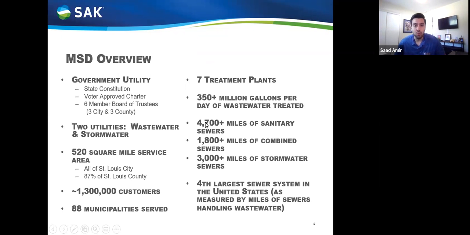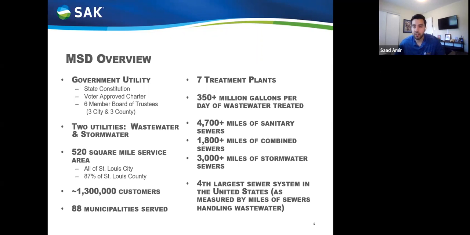Just quickly moving into the overview of MSD. First and foremost, MSD is a government utility that was voted into existence by the people of St. Louis County and St. Louis City in 1954. We're governed by a 6-member board of trustees, 3 appointed by the mayor of the city of St. Louis and 3 appointed by the county executive of St. Louis County. We are 2 utilities in one. We are a wastewater utility and a stormwater utility. We service the entirety of the city and about 90% of the county.